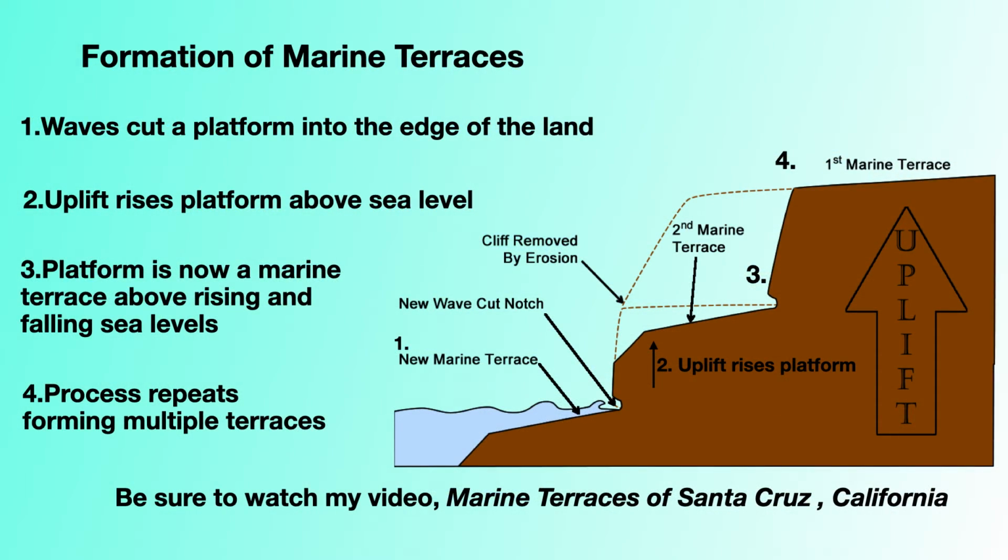Marine terrace formation begins with high-energy waves cutting into a sea cliff and forming a wave-cut notch as shown at number 1 in this diagram. Number 2 illustrates tectonic uplift, raising the land above sea level. Number 3 and number 4 exhibit marine terraces above sea level formed in a stair-step fashion. If you are interested in marine terraces, be sure to watch my video, Marine Terraces of Santa Cruz, California.